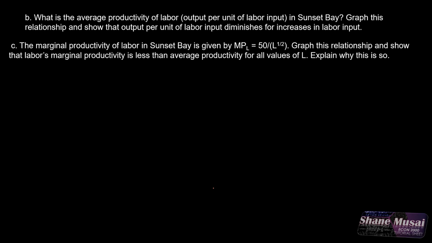Part C says the marginal productivity of labor in Sunset Bay is given by MPL = 50 divided by the square root of L. Now you can calculate the MPL simply by taking the derivative of the original equation. So if you take the derivative of this with respect to L, you would get the MPL. It says, graph this relationship and show that labor's marginal productivity is less than average productivity for all values of L. Explain why this is so.